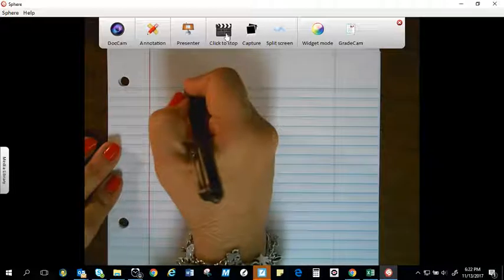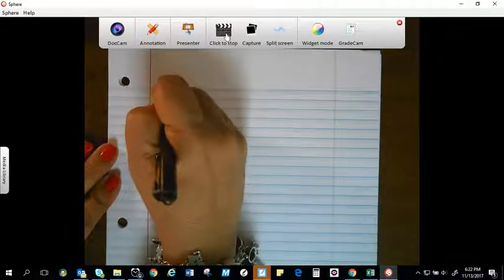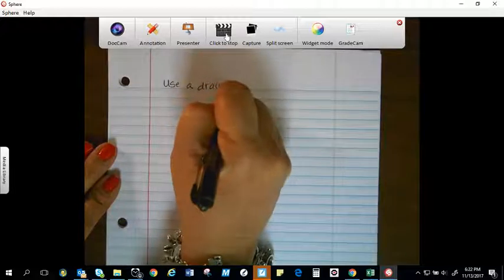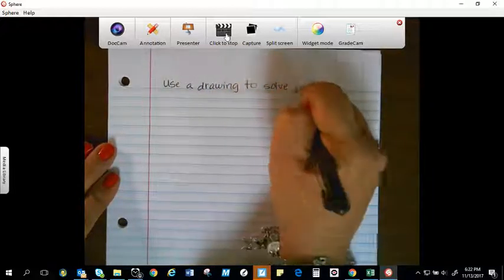Today we were working on adding fractions using pictorial models. Tonight's homework is we need to draw a model to represent problems. So we're going to use a drawing to solve problems.